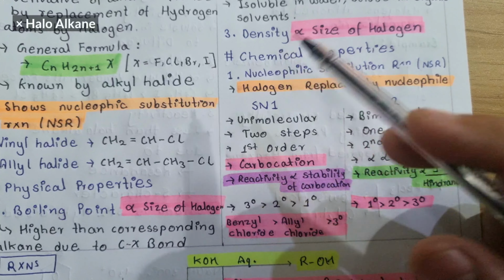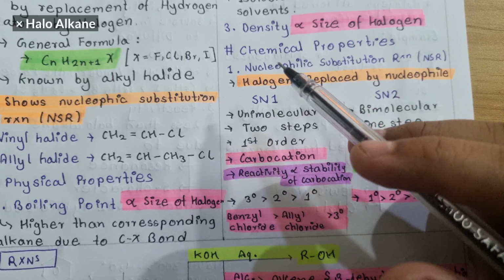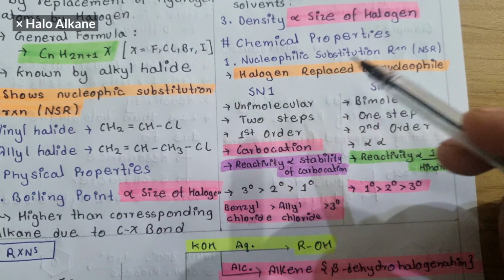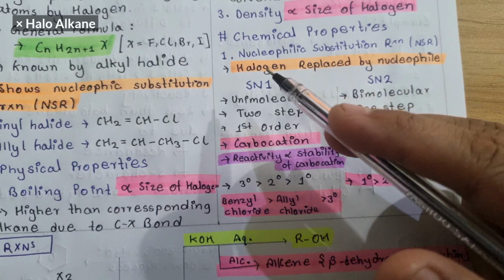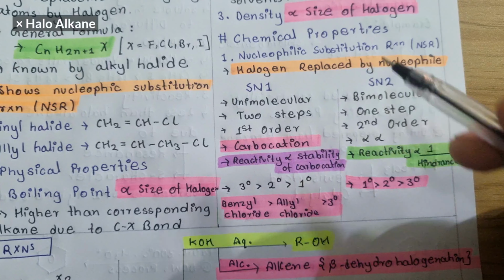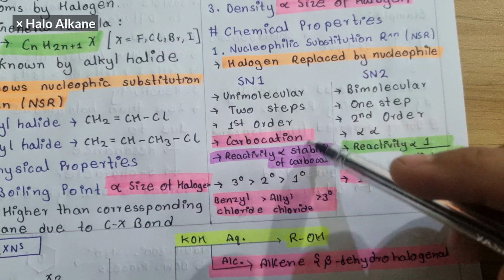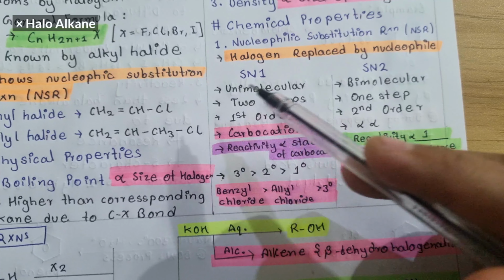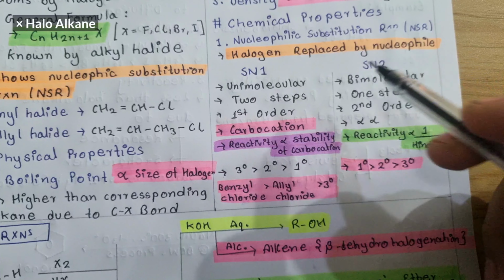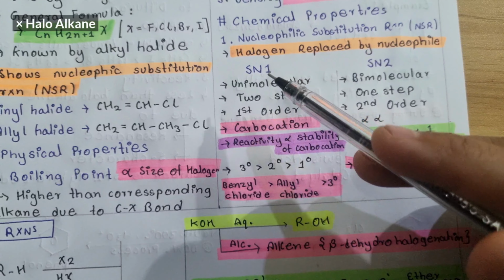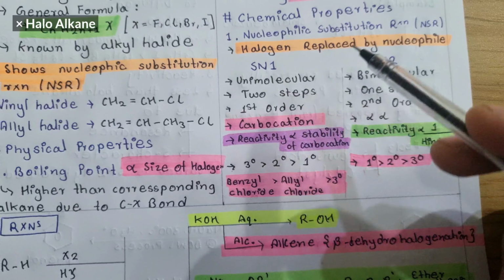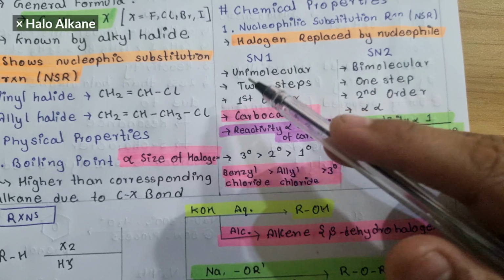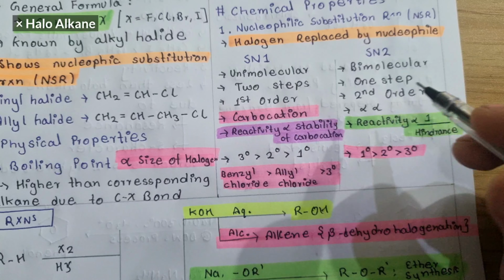And now the second one is chemical properties. First, let's understand nucleophilic substitution reaction. In a nucleophilic substitution reaction, or SN reaction, the halogen atom gets replaced by some nucleophile. It has two mechanisms. First one is the SN1 reaction and second one is the SN2 reaction. SN1 reaction is unimolecular, whereas SN2 reaction is bimolecular. SN1 gets completed in two steps, whereas SN2 gets completed in one step. SN1 is an example of a first order reaction and SN2 is an example of a second order reaction.